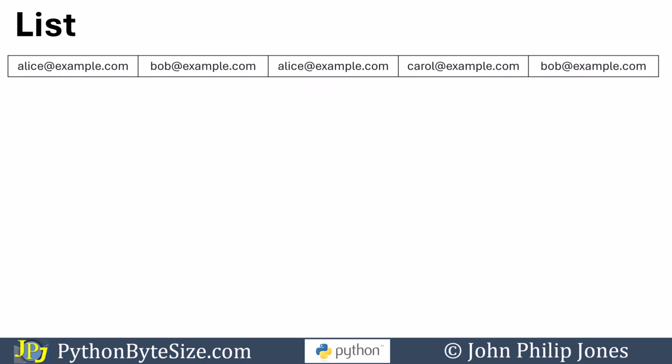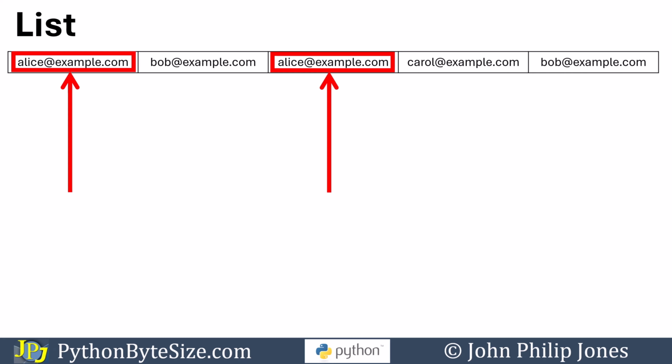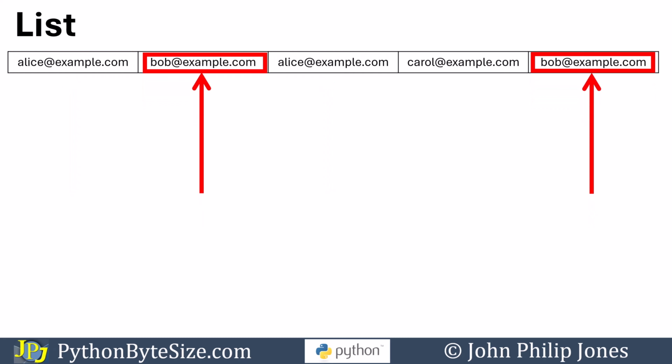In this video, I'm going to show you how to remove duplicates from a list. Consider this schematic diagram of a list. And if you consider the list, you can see that we have two entries in the list of an email address, which is alice@example.com.